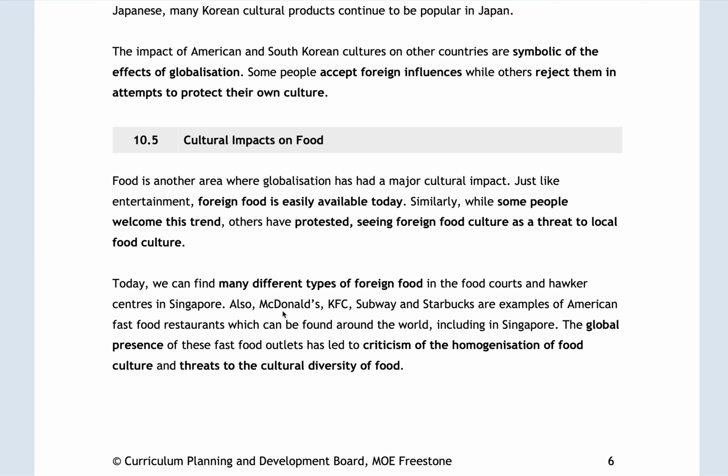Now, with the global presence of these fast food chains, you go anywhere in the world, you can probably find McDonald's or KFC. So this actually tells you about the homogenizing effect of fast food on the global food scene. And of course, this threatens our cultural diversity of food as well.